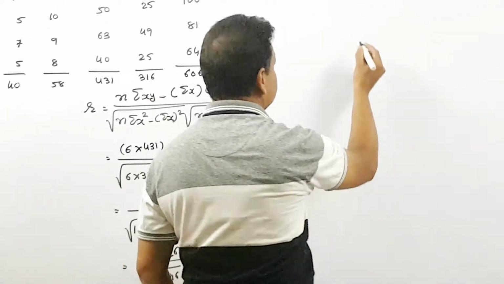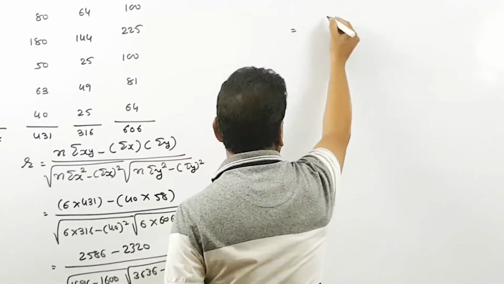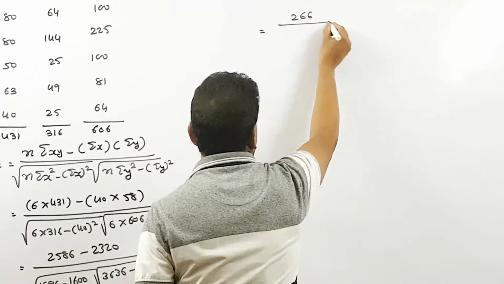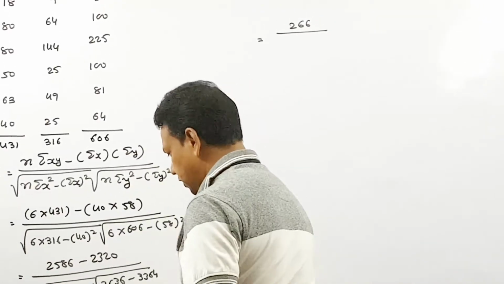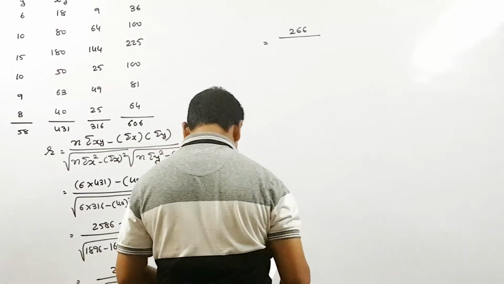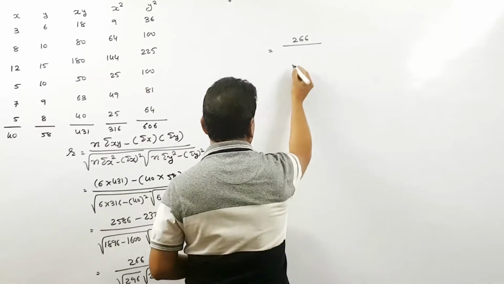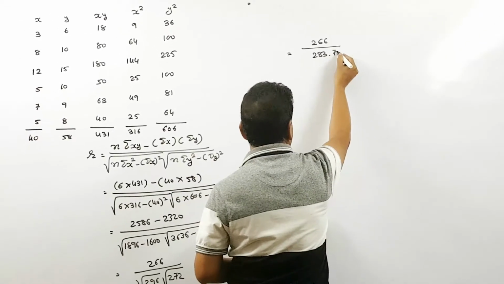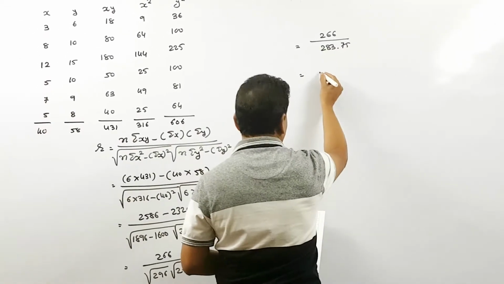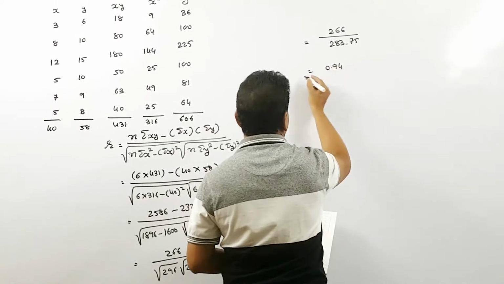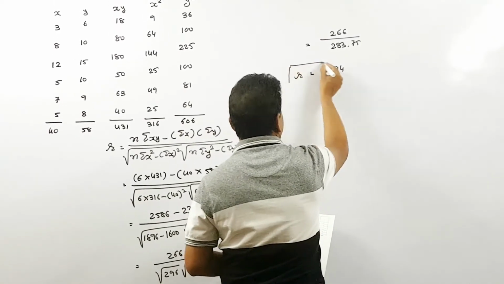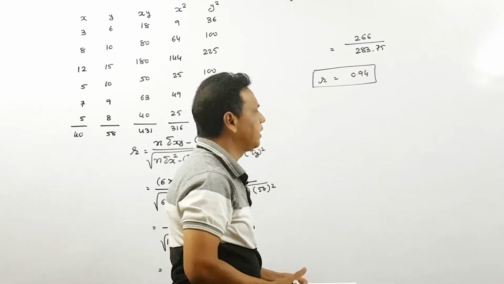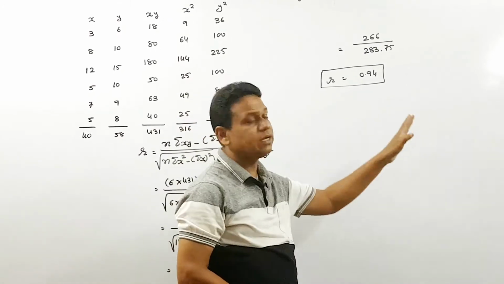Now the 266 divided by the multiplication of both the numbers and then take the square root, and it gives 283.75, and the answer we got is 0.94. It is our r. So r is equal to 0.94, which is very near to 1.